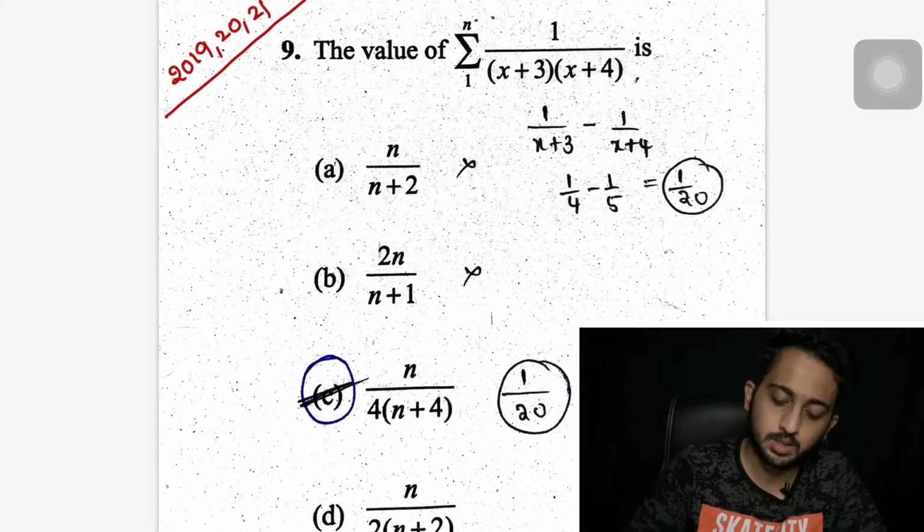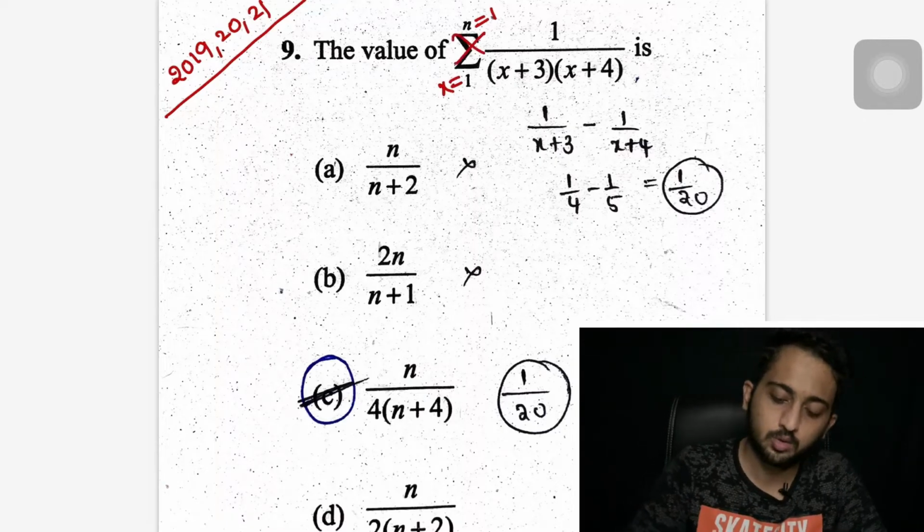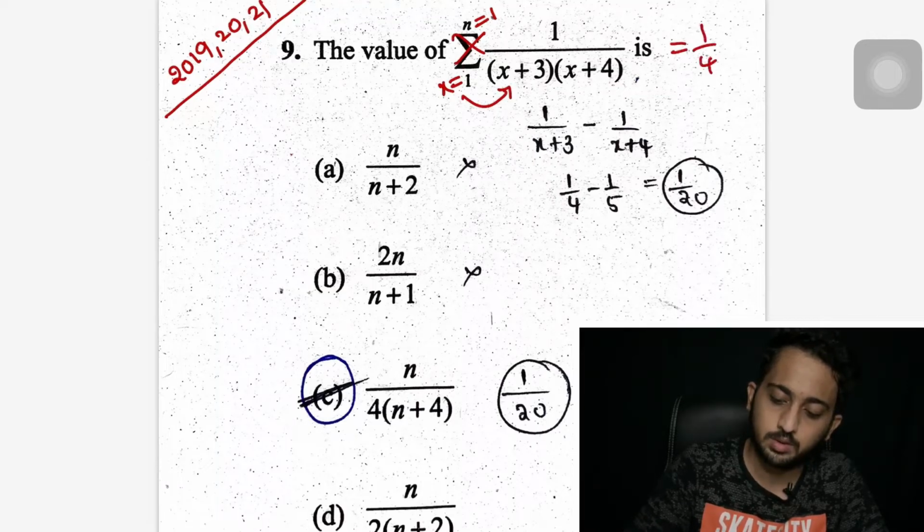So here in this question, I am taking n value as 1. So we have to compute this summation from x equal to 1 to 1. So this sigma has no value now. I'll just substitute the x value here, which is 1 by 4 into 5 equal to 1 by 20.